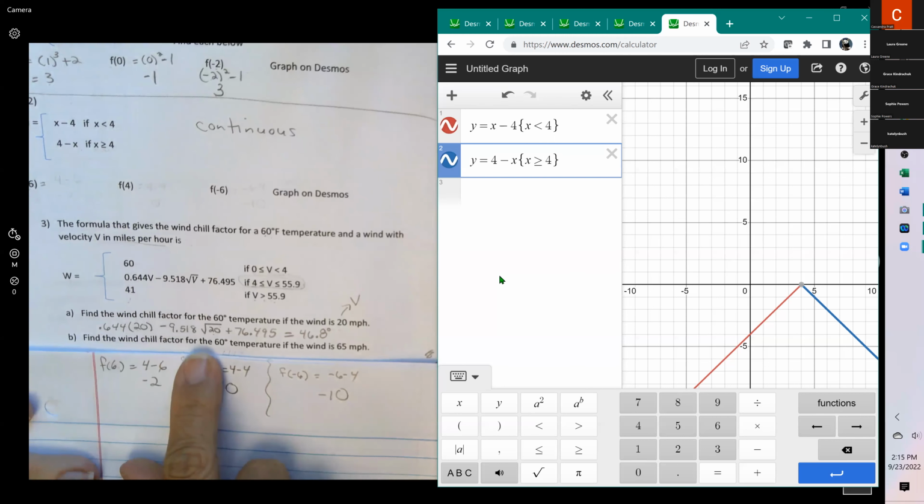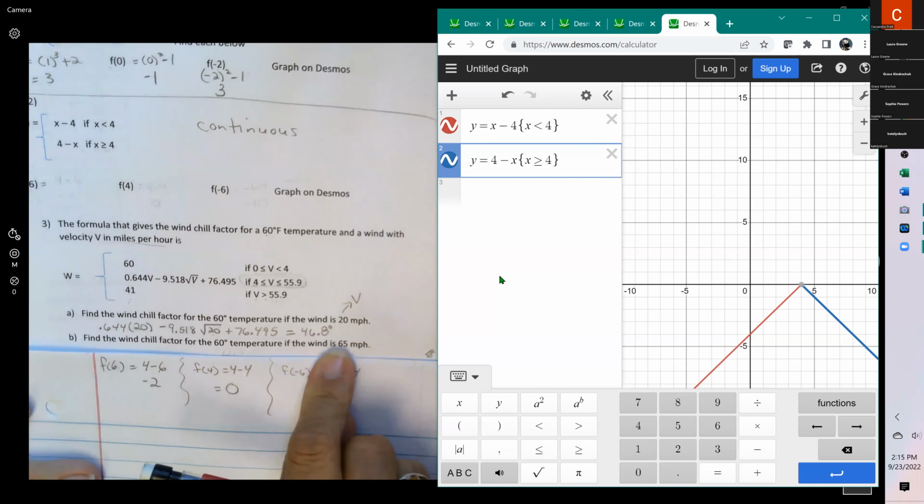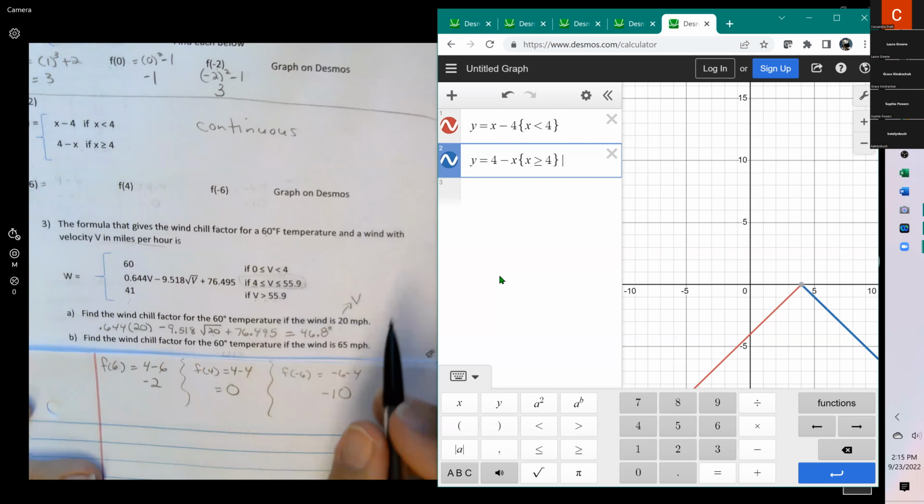Find the wind chill factor for the 60-degree temperature if the wind is 65 miles per hour. If the wind is 65 miles per hour, are we using the first, second, or third equation?